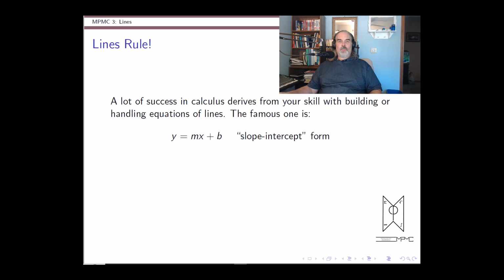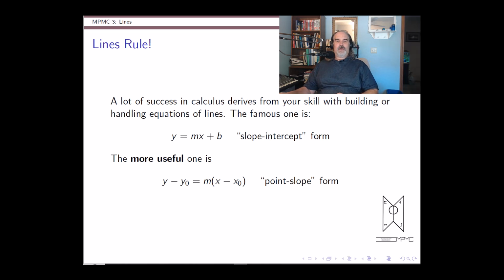m is the slope of the line, which is a measure of how steep it is. Positive means you're going uphill as you move to the right. Negative means you're going downhill as you move to the right. b is the intercept on the y-axis. It's like the little thumbtack. You go up the y-axis to whatever value is there for b, put in your thumbtack, and that's where the line is anchored. And then from that point, the slope tells you how the line is trending.